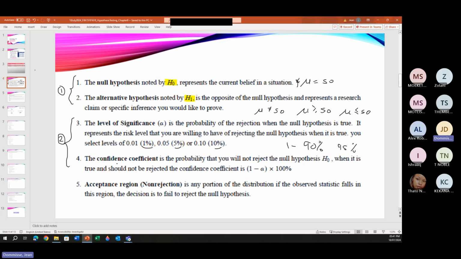Then the confidence coefficient that you can now see links to where we had the confidence interval. So the 1 minus alpha times 100%. So if it was 1 minus 1%, we will get to the 99. If it was 1 minus 5%, we'll get to the 95. If it was 1 minus the 10%, we'll get to the 90%. So again, just the link between those two.